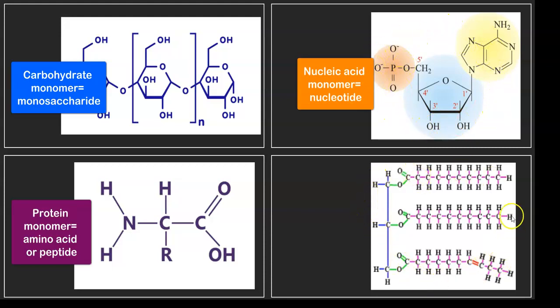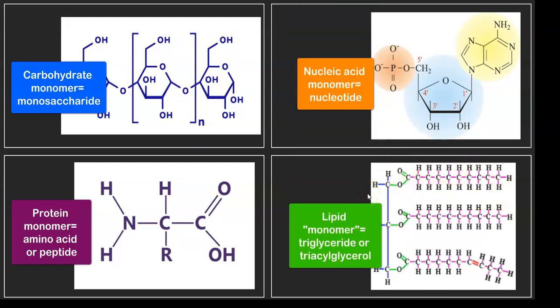Now down here we get to lipids, which again are a little funny because they don't really have 1 individual unit, kind of like these other 3 per se, but we do break lipids down into triglycerides or triacylglycerols. 2 names, same thing. So again, even though lipids don't technically have monomers, which is why they're technically not really considered polymers, the closest that they get to a monomer is a triglyceride or triacylglycerol.